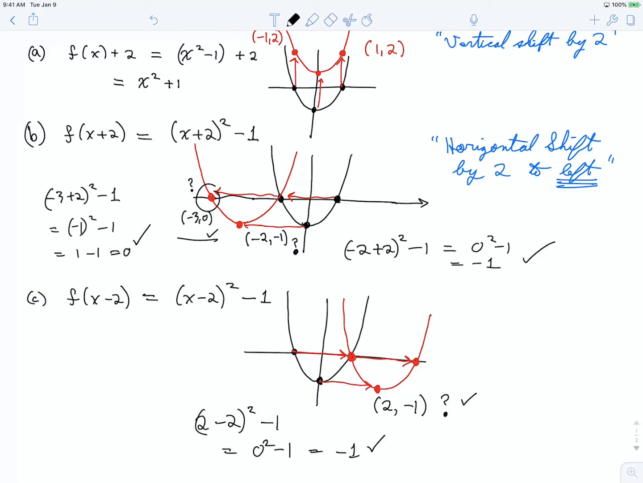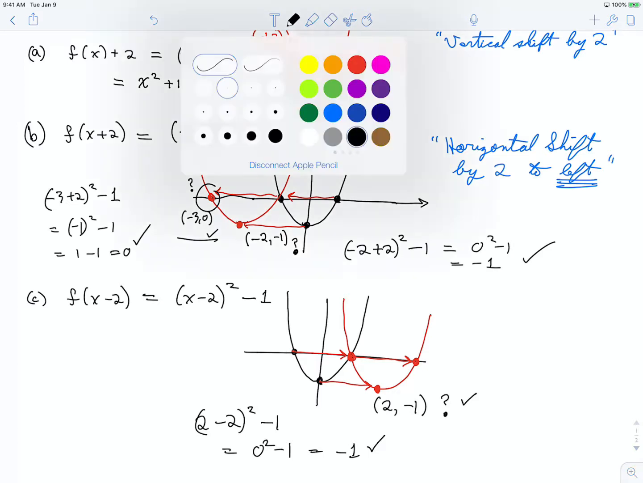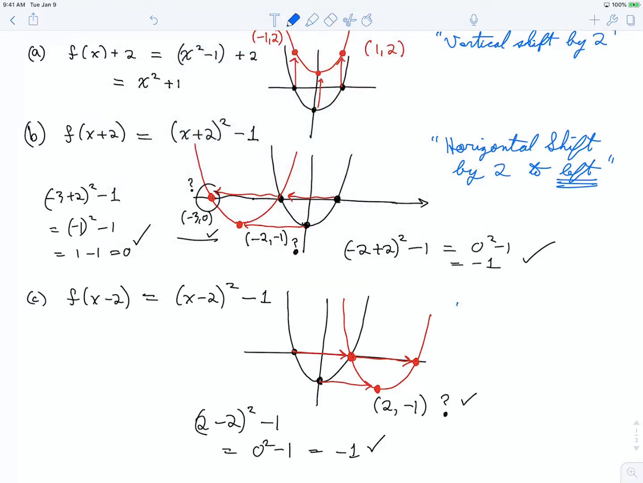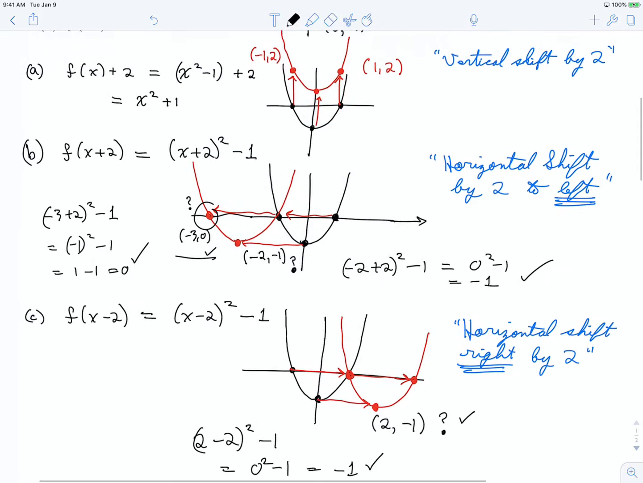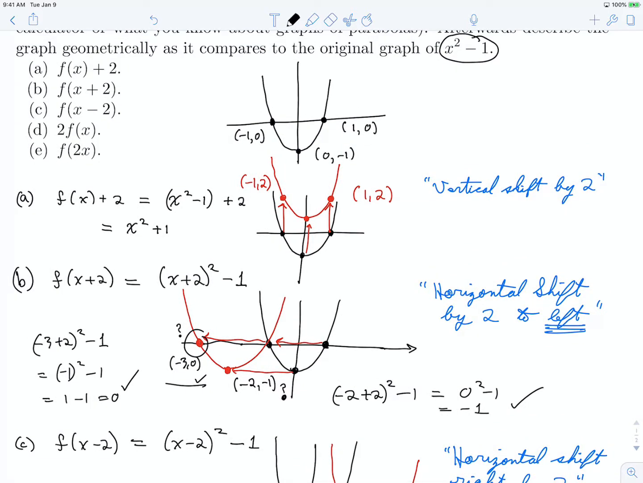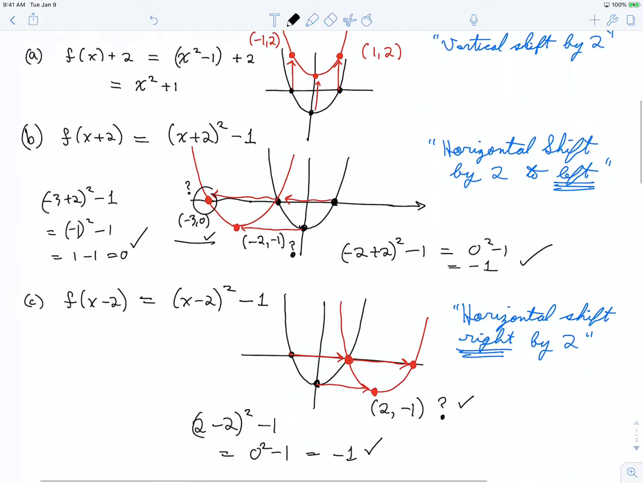That's what we thought. Okay, so I think we're ready to describe this shift now. This is again a horizontal shift, but this time it's not to the left, it's a horizontal shift to the right by 2. And I'm underlining right because that's the crucial difference with part B.